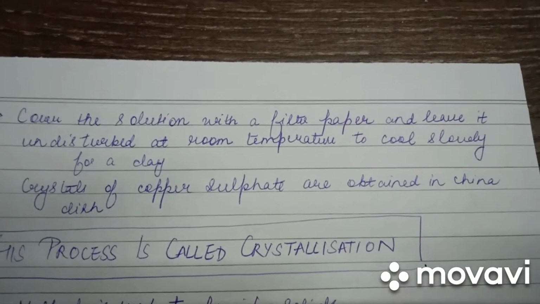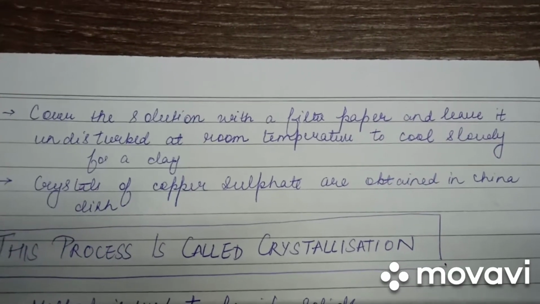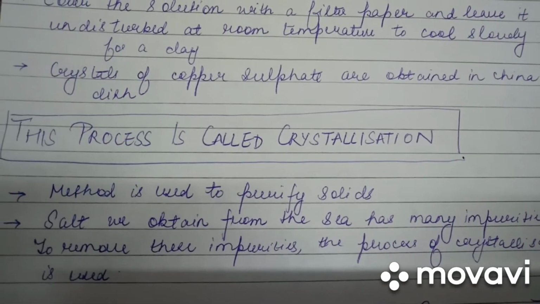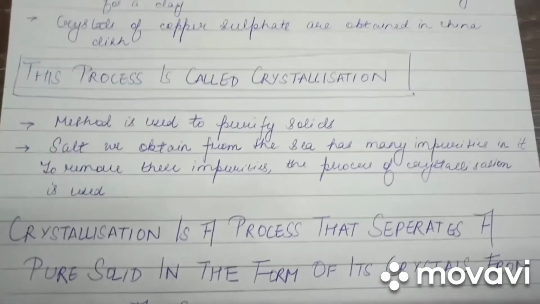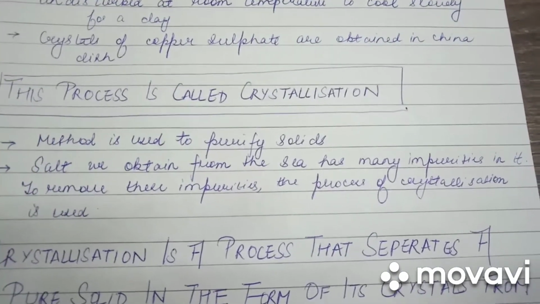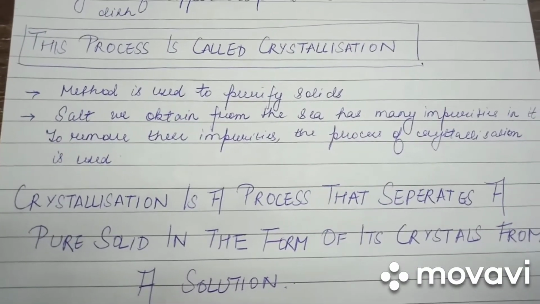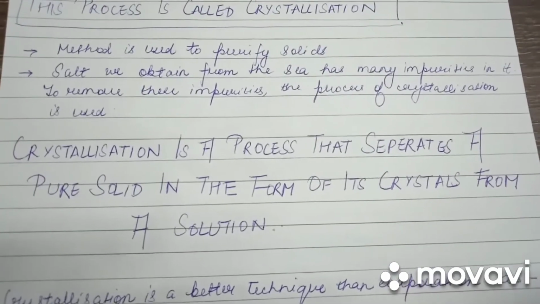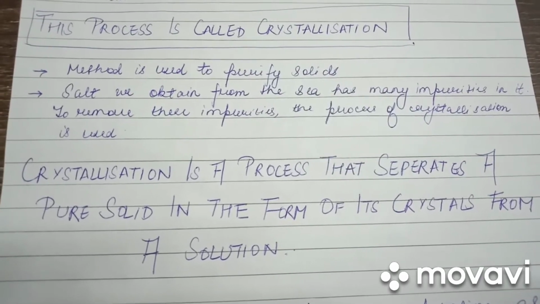Crystals of copper sulfate are obtained in the china dish. What is this process? This process is called crystallization. This method is used for purification of solids. Like the salts we obtain from sea have many impurities. To remove these impurities, the process of crystallization is used. Crystallization is a process that separates a pure solid in the form of its crystals from a solution.